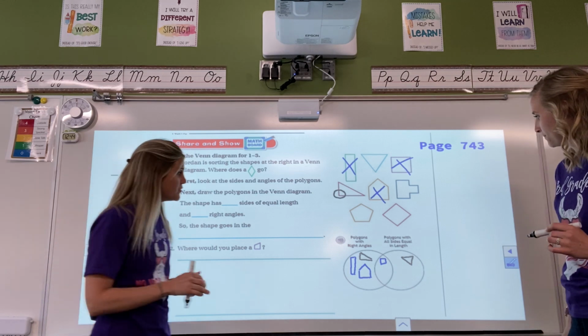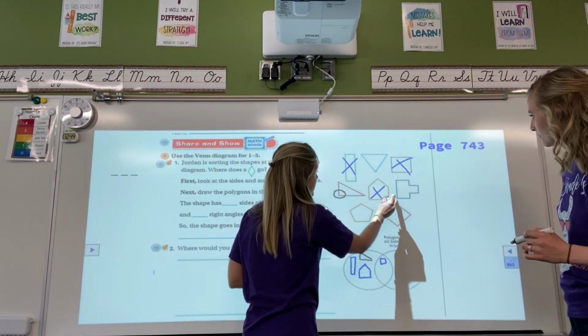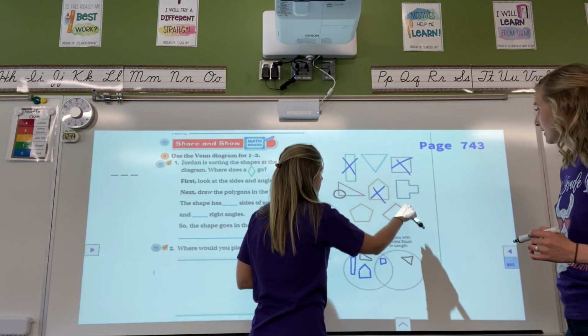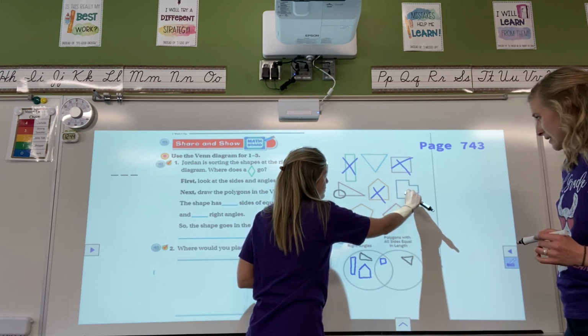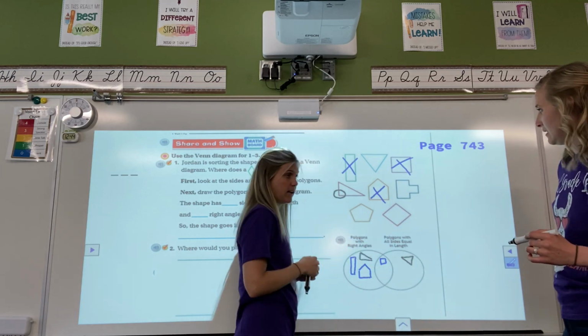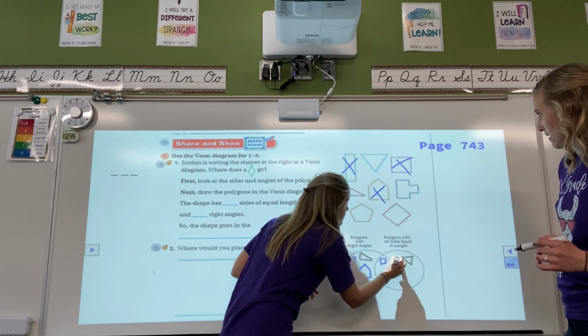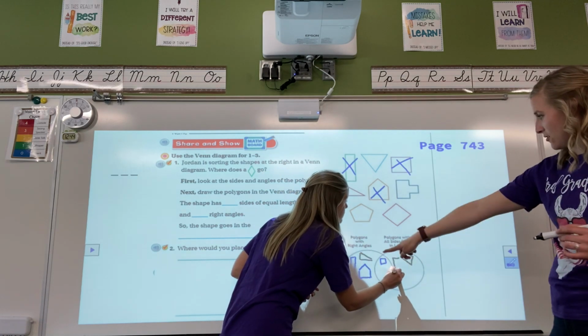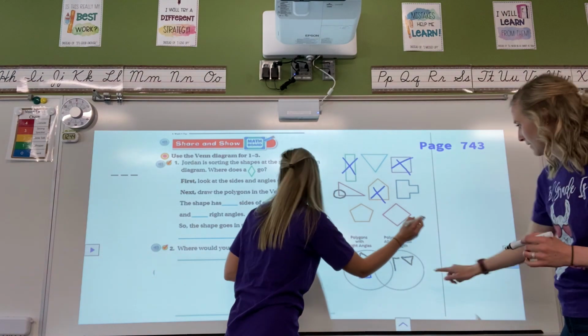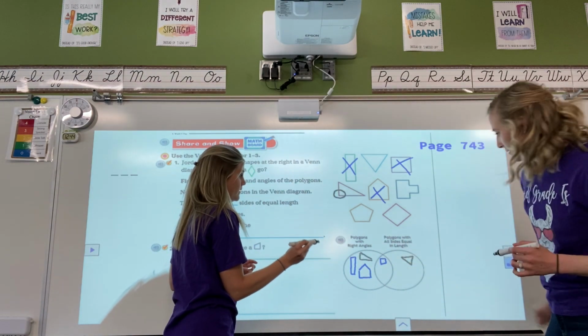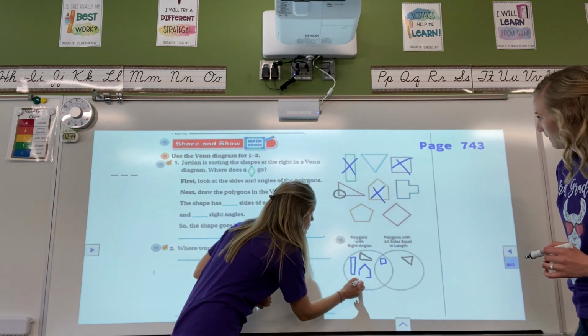All right, the next one. Let's see. I see a ton of right angles, but not all the sides are the same length because that is much shorter than that. So that one's going to have to go over here. I've got to make sure I draw that one right. Wait, other side, Miss Puzzle. Oh, yes. Good thing you told me that. Yes, just the right angles.